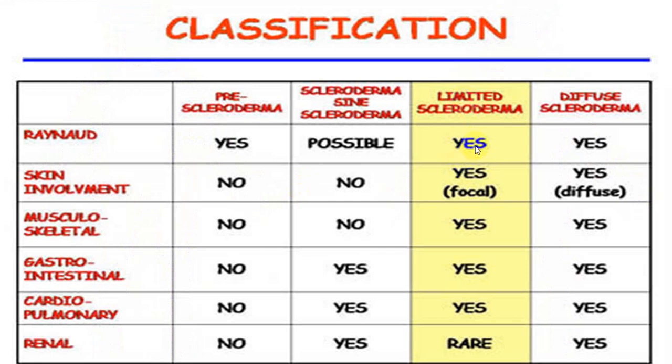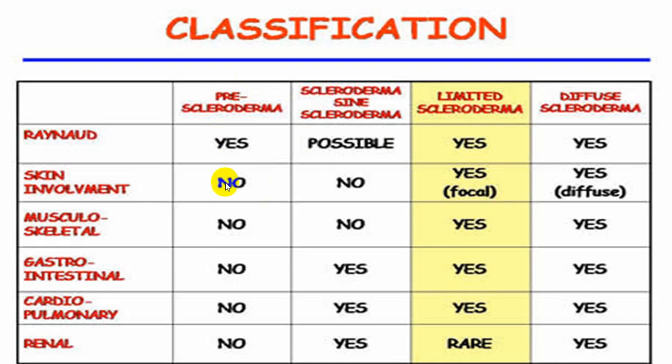So in a limited variety you will have Raynaud's phenomena, skin involvement, and musculoskeletal involvement. It is just like a diffuse variety, where classically you can have involvement of the skin with organ involvement, but kidney involvement in that variety is not common, we call it rare, and skin involvement is mainly focal. If it is involving a small portion, we call it morphea, and when it is a band form, we call it linear variety or band form variety.